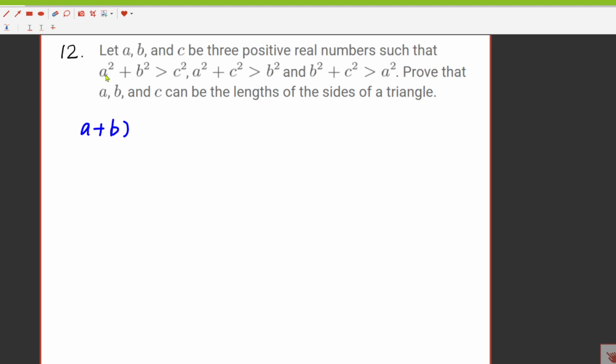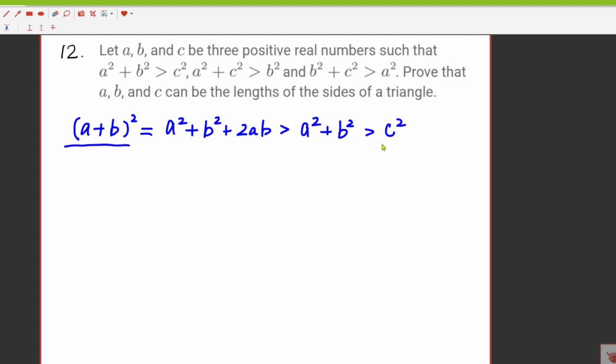So we are given squares of a and b, so let's take the square of a plus b. So a plus b squared equals a squared plus b squared plus 2ab, right? And apparently that is greater than a squared plus b squared because a and b are positive real numbers, right? And it's also given that a squared plus b squared is greater than c squared. Therefore, we have a plus b squared is greater than c squared. Because they are positive real numbers, we can safely take the square root of both sides of the inequality. So this gives us a plus b must be greater than c, right?